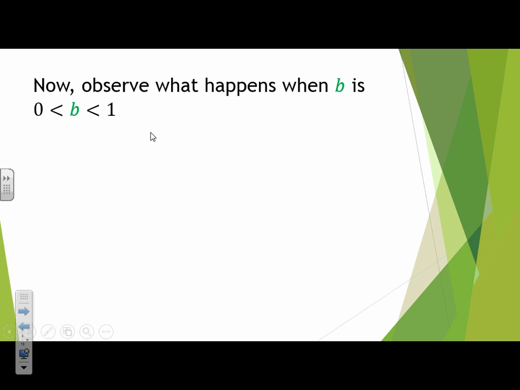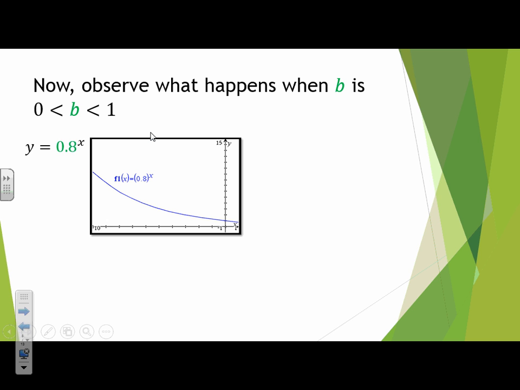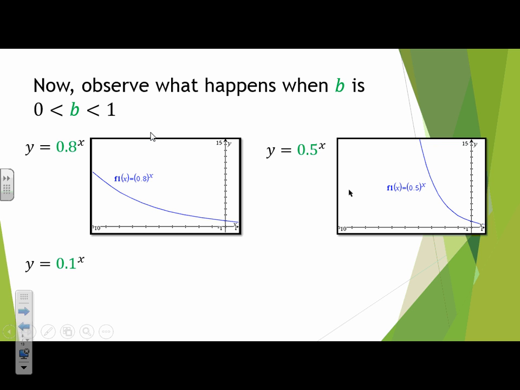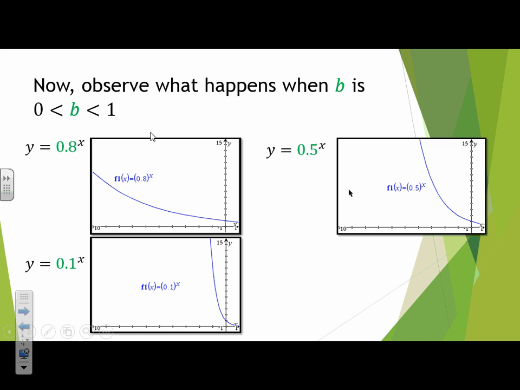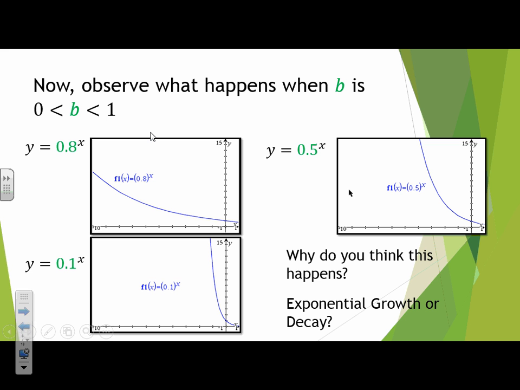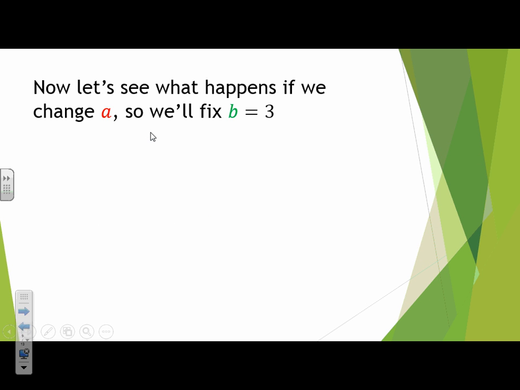If b is between 0 and 1, can you anticipate what's going to happen? Okay. You're going to have exponential decay. So notice it starts really high up and starts going down. It's like the roller coaster. Whee, going down the roller coaster. Why do you think this happens? No answers? This is exponential decay. If b is a fraction, then your values are getting smaller and smaller very quickly. I'm almost done, okay? Hang in there with me.